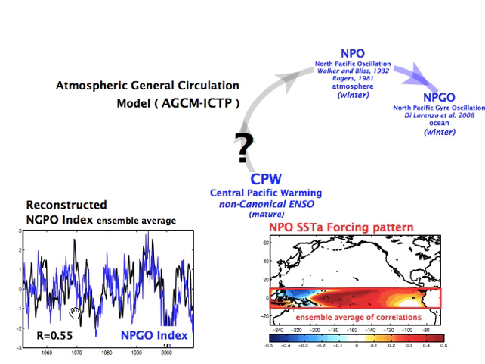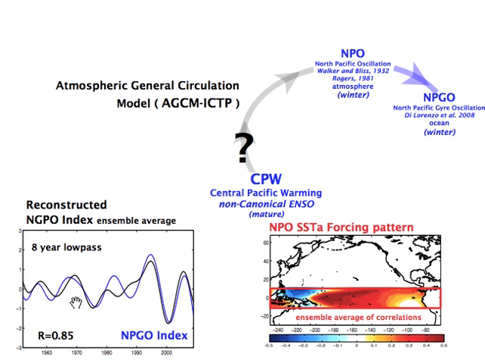These are monthly time series. This correlation is mostly dominated by the low frequency variance, and this is a low pass at 8 years of the two time series, which show a correlation again of 0.85, which is extremely significant beyond the 99% level, even considering the few degrees of freedom of this data.